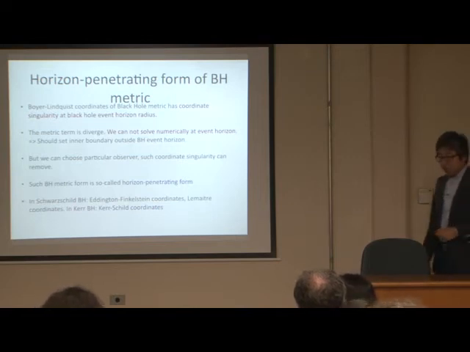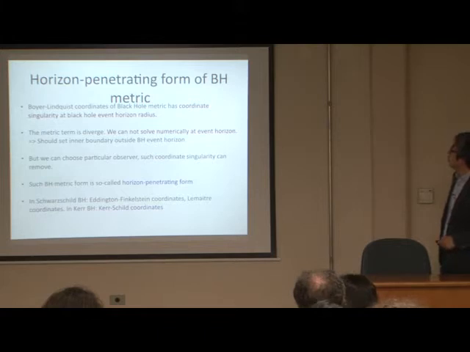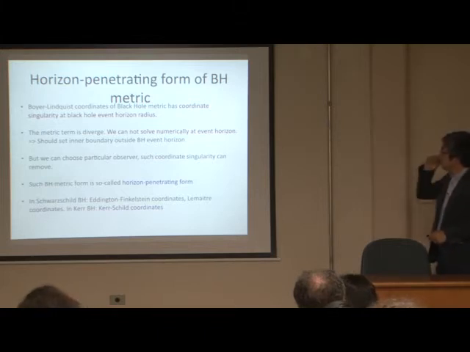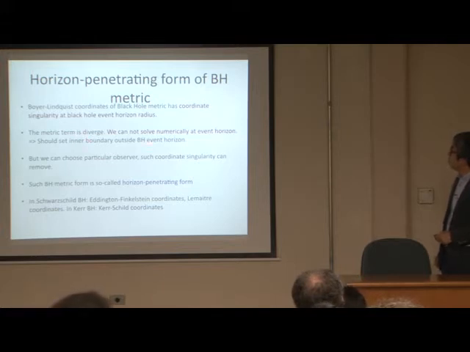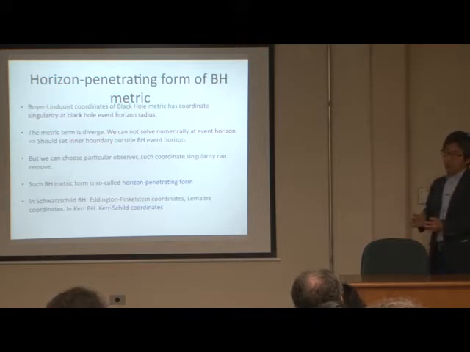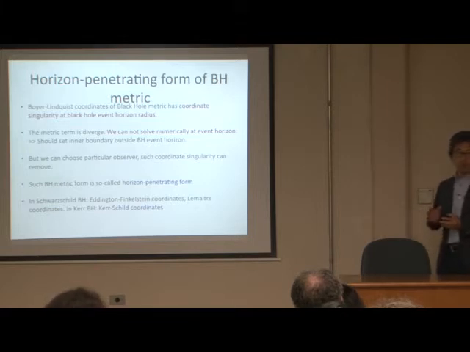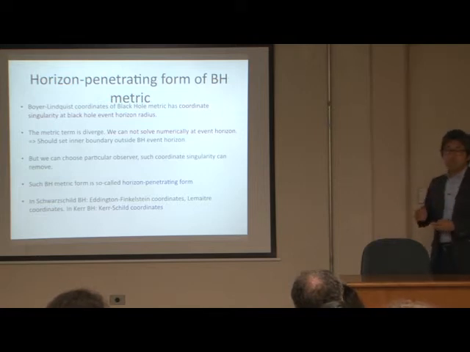Another tip is using the horizon penetrating form of the black hole metric. The Boyer-Lindquist coordinate of the black hole metric has a coordinate singularity at the black hole event horizon radius, so the metric term diverges. So we cannot solve numerically at the event horizon, and we should set the inner boundary outside the black hole event horizon. But near the event horizon is the most interesting point to solve numerically, and the Boyer-Lindquist coordinate doesn't allow the simulation in this region.